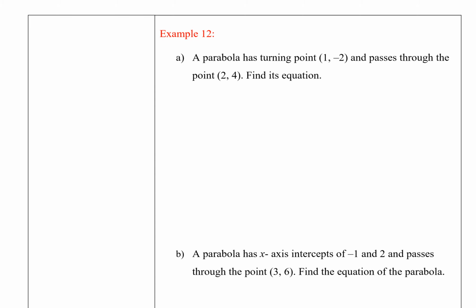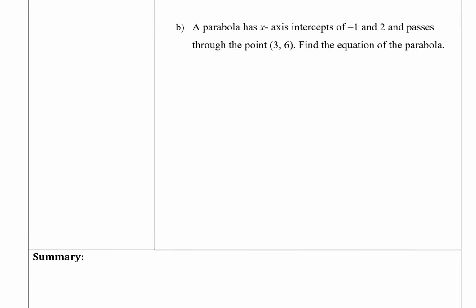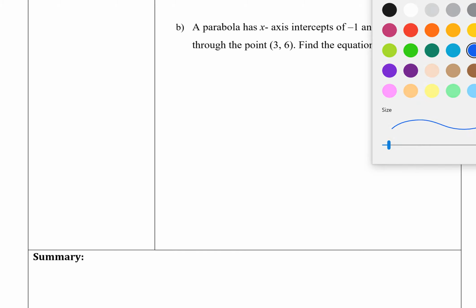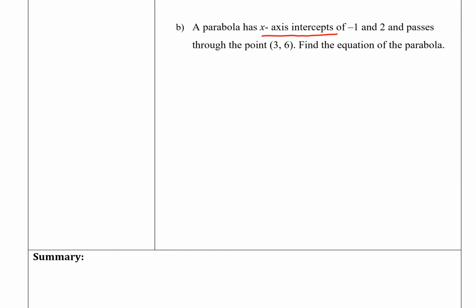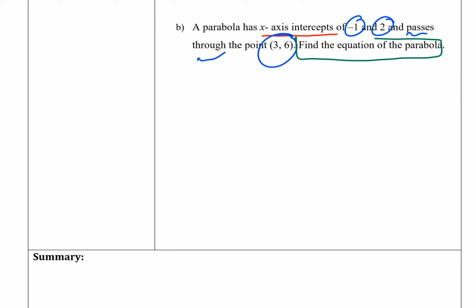Now this, I guess 12 part A, is something that you'll easily do. We've done quite a few exactly the same. So I'm going to skip down to 12b. It says a parabola has x-intercepts of -1 and 2 and passes through the point (3, 6). Now I could set this up as a set of simultaneous equations. But if instead I look at what I've got, x-axis intercepts of -1 and 2. The passes through bit is my usual point, and I'm being asked to find the equation of the parabola.